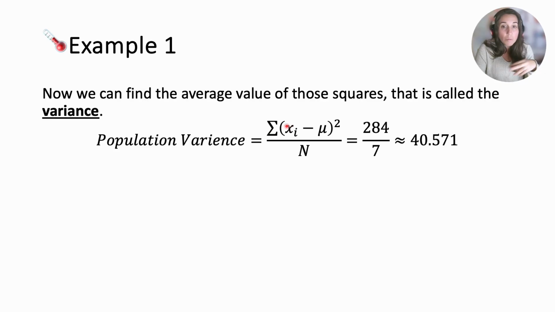And so when we wound up squaring all of those deviations about the mean and adding them up, we get 284. And then we want the average of those, right? So to find an average, we add everything up and then we divide by the total number of data points. Here we had 7, right? There's 7 days in a week. So we had 7 different temperatures. When we divide by 7, we get 40.571, okay?